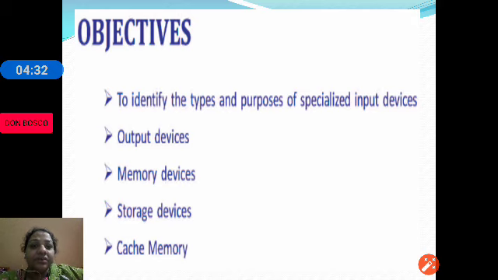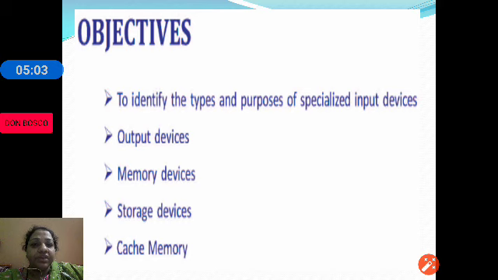Let us start with the new chapter, chapter number 2, input, output and memory devices. Chapter number 2 is a part of the overview of computer unit. In this unit, the first chapter is fundamentals of computers and the second chapter is input and output devices. Let us check out the different objectives of this particular chapter.